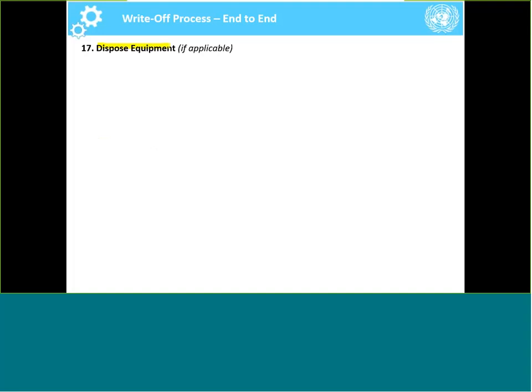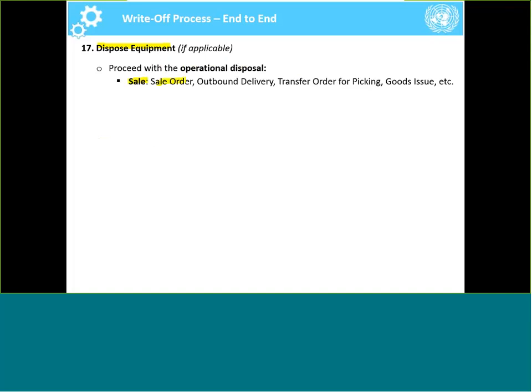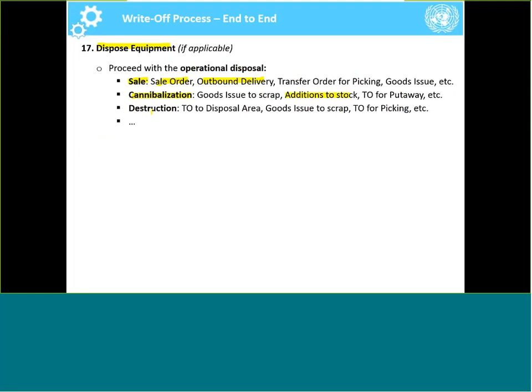The operational disposal of equipment depends on the disposal method, as we said. The operational disposal for a sale will involve a sales order, an add-on delivery, and other system documents. For cannibalization, it will involve different steps like additions to stock. For destruction, it could involve bringing back the item into stock and moving that into the disposal area in the warehouse, and then performing a goods issue to scrap. The disposal steps we are not covering that much in this session, but this operational disposal, as we said, will vary depending on the disposal method selected.